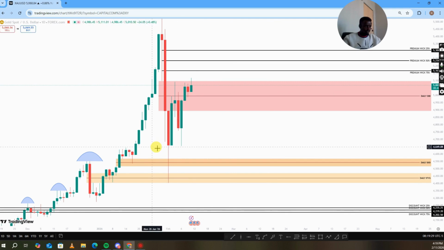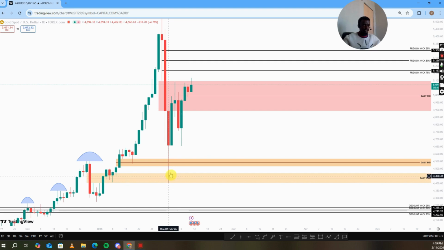As you can see, this was the 2nd of February 2026. I want you to notice this low was made during 2nd February 2026, and then this low as well was made during 6th of February 2026. And as you can see, this low is higher than this one.